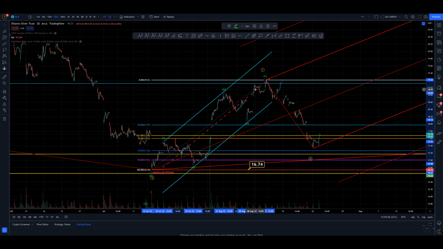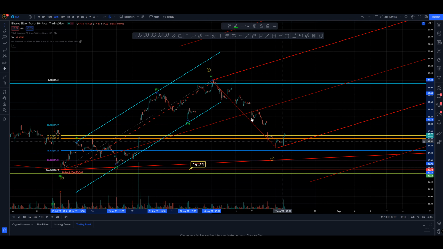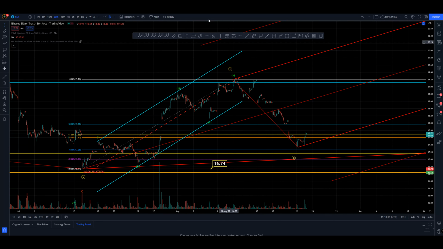I think there's an argument to suggest that that was a flat in the 1. So we've done the opposite of what we've done in gold. We've gone flat, sideways, zigzag, whereas we did zigzag, flat in gold, but it channels nicely. 1, 2, 3, 4, 5 finishing at the median line of the channel, and then falling out of it and collapsing down in a wave 2.